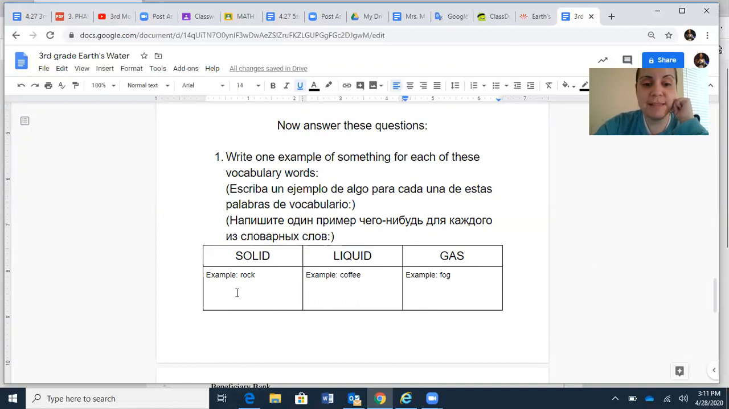Good job. Write that in this box. Liquid. Coffee, I love coffee. Coffee is a liquid. Can you think of something else that's a liquid? Good job. Write that in this box. Gas, fog. Fog is a gas. Fog is that white, misty steam that you see coming up from the ground sometimes early in the morning. That's fog. Can you think of something else that is a gas? Good job. Write that in this box.